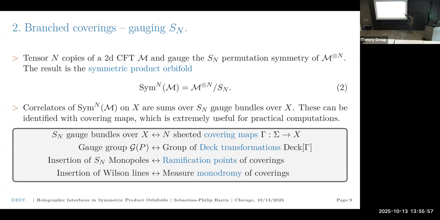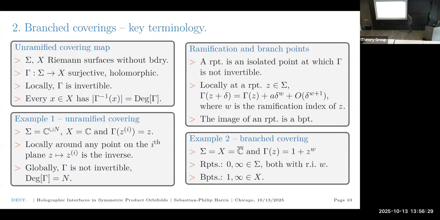So S_N gauge bundles correspond to n-sheeted covering maps. The symmetry group of the gauge bundles corresponds to groups of deck transformations. Insertion of S_N monopoles that locally fix the structure of the gauge bundle correspond to operators that insert ramification of the covering maps, and the insertion of Wilson lines corresponds to measuring a monodromy of the coverings. So the things that I should define are coverings, deck transformations, ramification. So let's start with covering maps themselves.